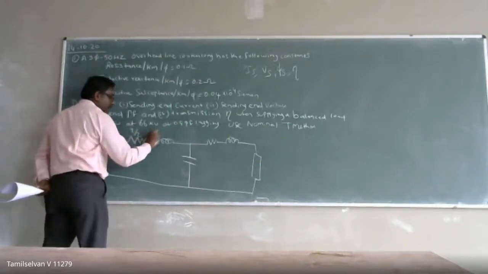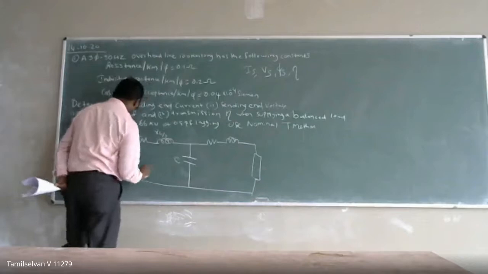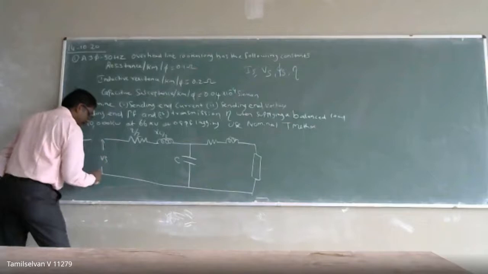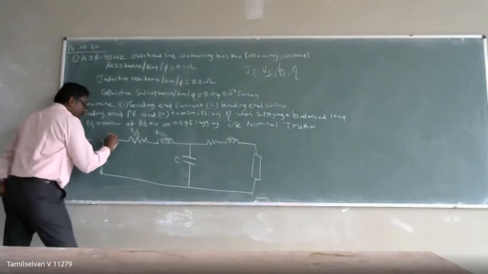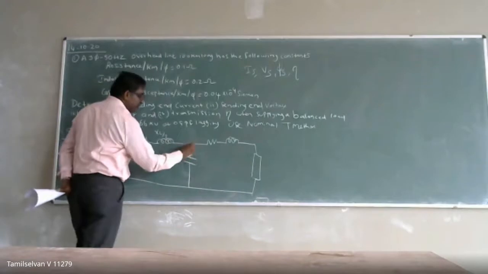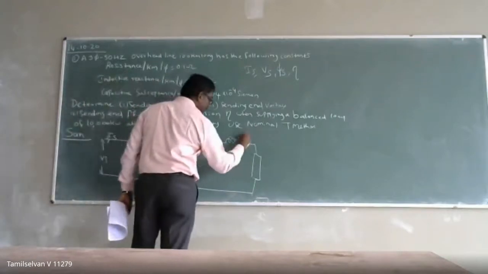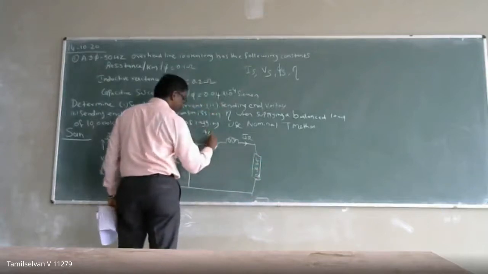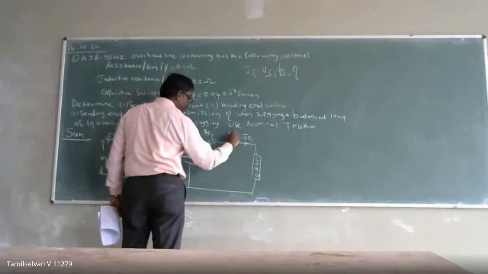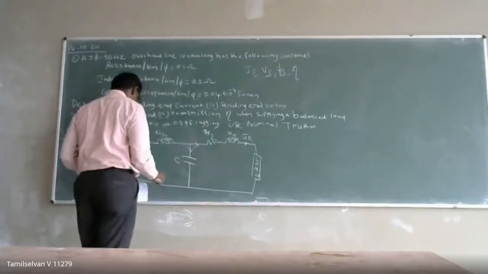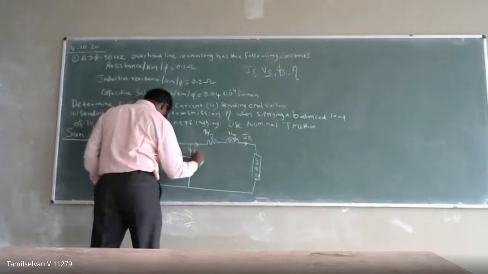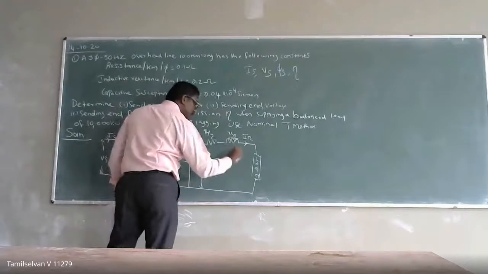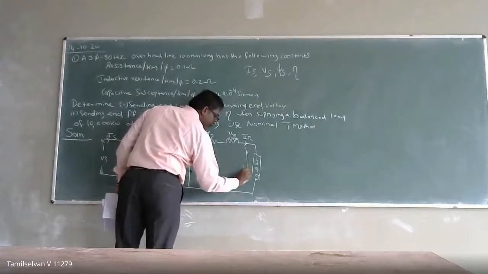This is R by 2, XL by 2, T, and this is my sending end parameter. This is my VS, okay, and this is my IS. When it comes to this point, it is divided. So this current is my IR current, and this is my load, and this is R by 2, this is XL by 2. Okay, this is my C, and the current flowing here is my IC. Okay, and the voltage across this one is my V1, and the voltage across here is my VR.